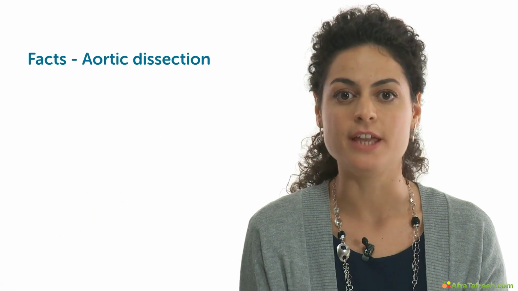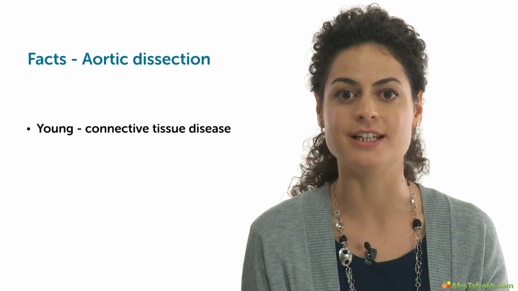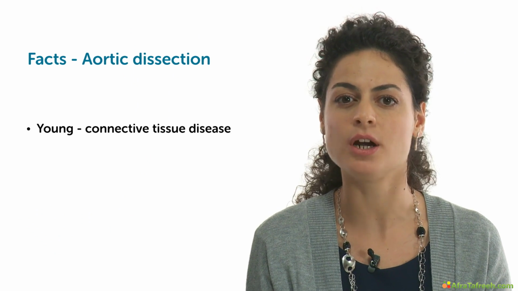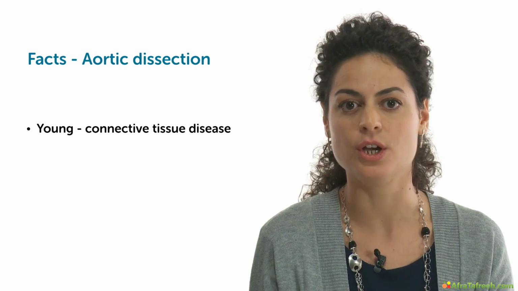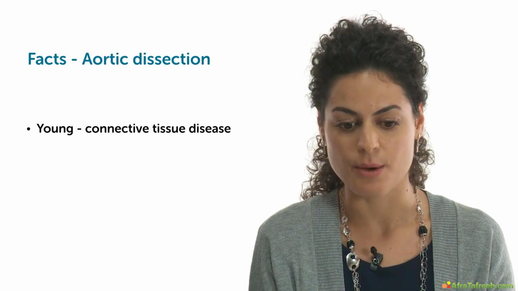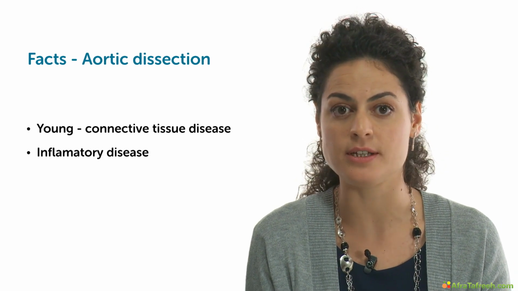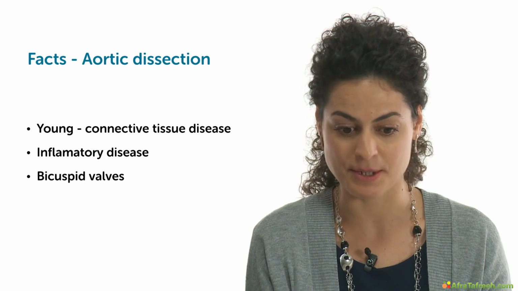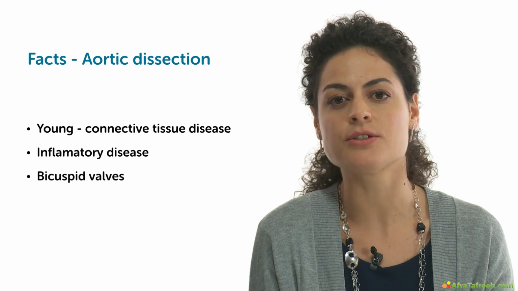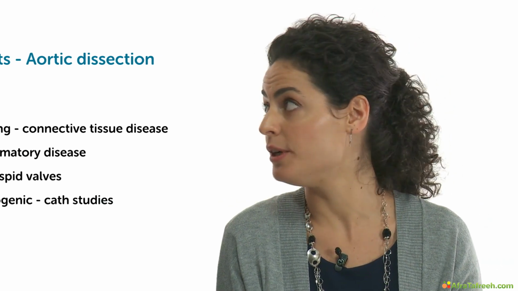And moreover, if you have aortic dissection in a young person, this is more commonly related to connective tissue disease, but it could also be related to inflammatory disease, often to bicuspid valves, or it can be also iatrogenic, so during, for instance, a cath study. So from what we've said here, you will understand that there's a very close link between dilatation of the aorta and dissection.